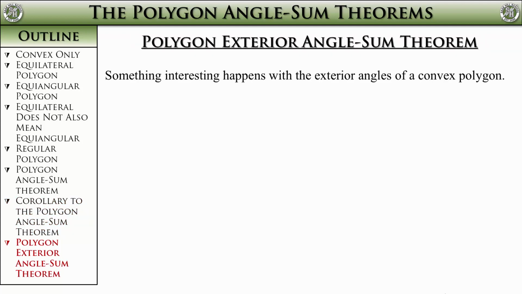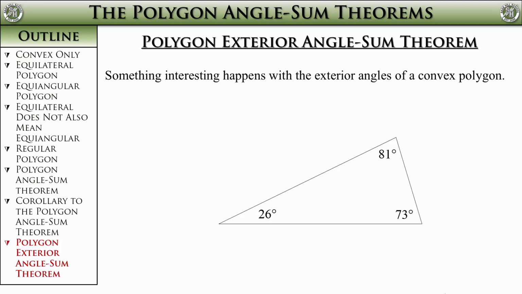Our final formula now deals with the exterior angles. Something interesting happens with the exterior angles of a convex polygon. Let's look at an example. Here I have a triangle. It isn't a special triangle in any way. I just picked one with random measures for angles. If you want to follow along and make your own triangle with your own angle measures, go ahead. Just make sure your angles add up to 180 degrees. Then you can verify for yourself that this works for any triangle, not just the one I presented you with here.